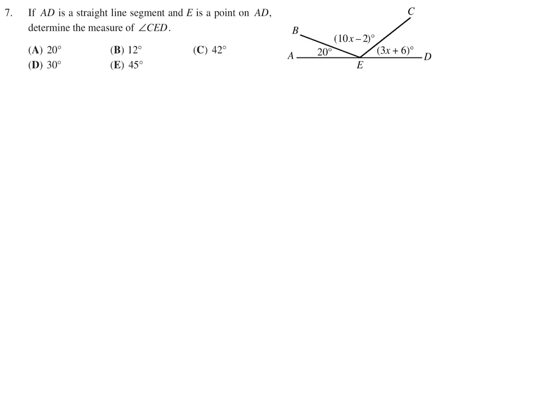If AD is a straight line segment and E is a point on AD, determine the measure of CED. So they want you to figure out this angle right there. Okay, well, one thing we know is that all the angles about a straight line are equal to 180. So that means 20 plus 10x minus 2 plus 3x plus 6 is all equal to 180.